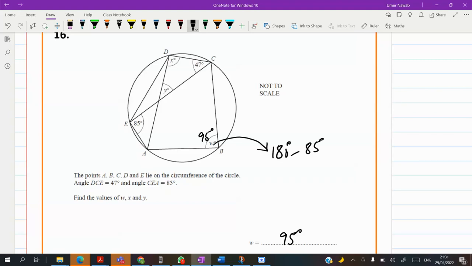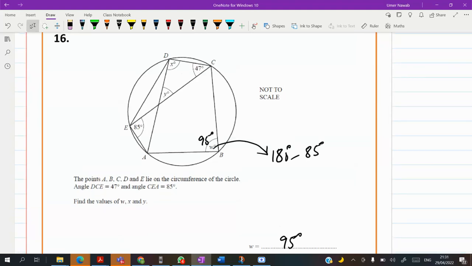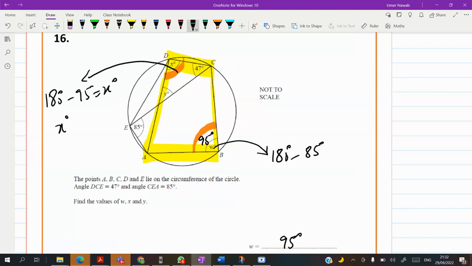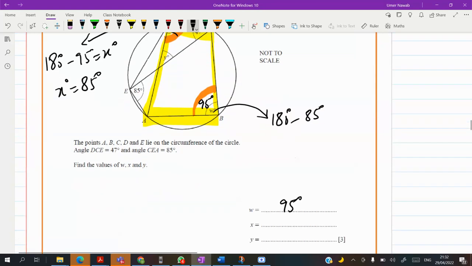Okay, allow me to erase and write here 95. Now, next, X I want to find. Again, I can feel there is a cyclic quadrilateral. This is a cyclic quadrilateral. And the opposite to B is this 95. So I'm going to use here 180 minus 95, it gives me 85.